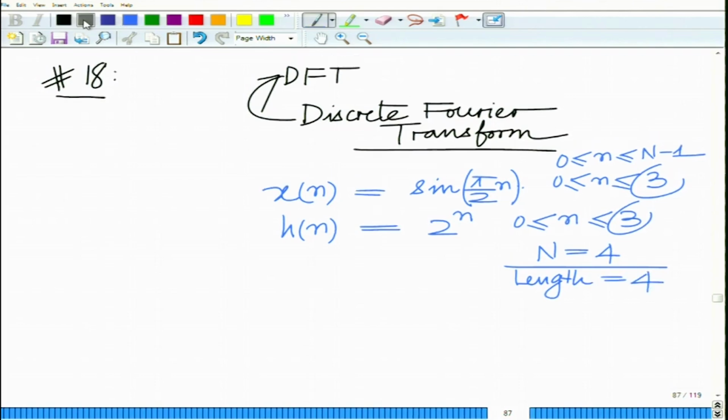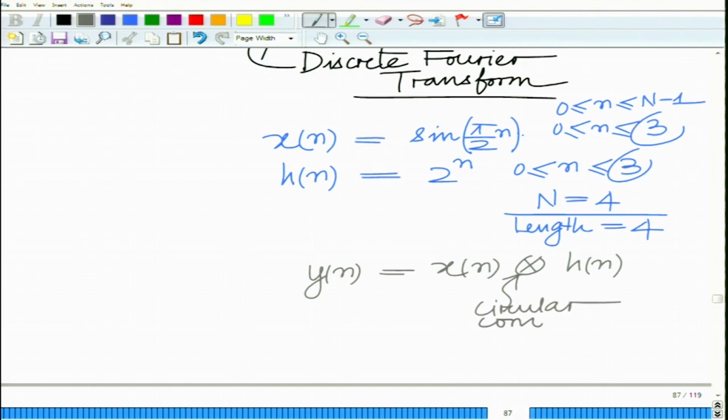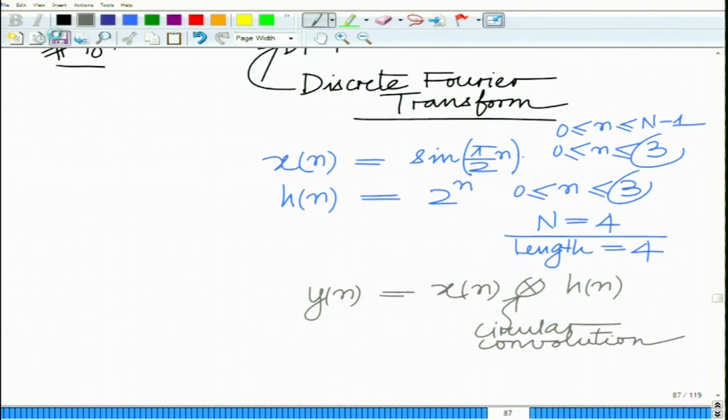Now, what we want to do is find y n, which is the circular convolution of x n with h n. So, you want to find the circular convolution of x n with h n.